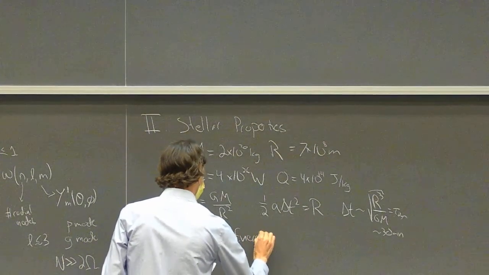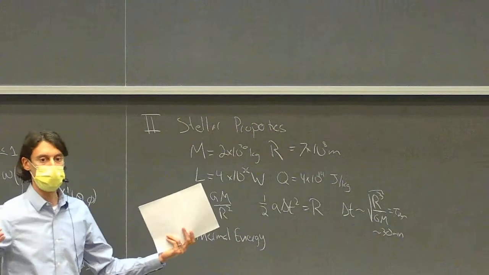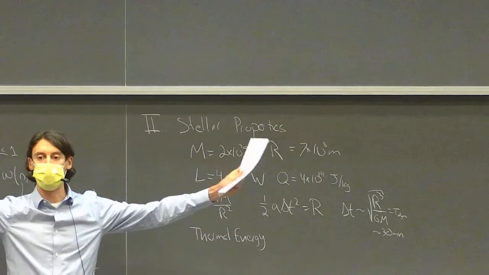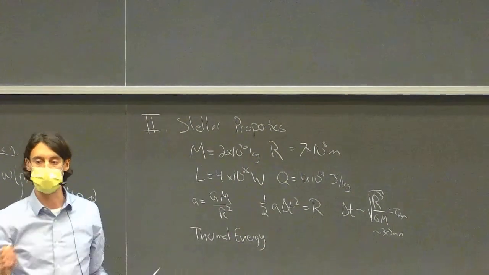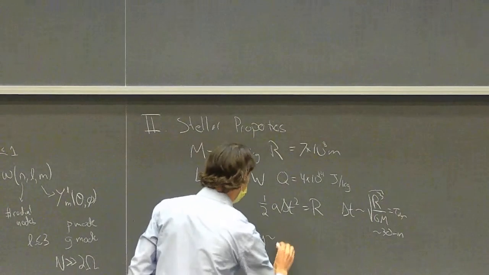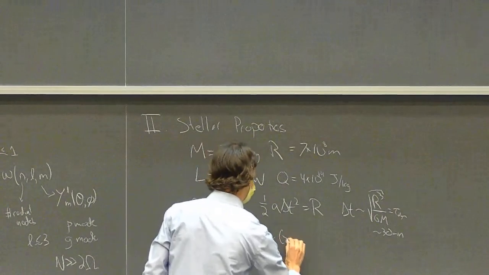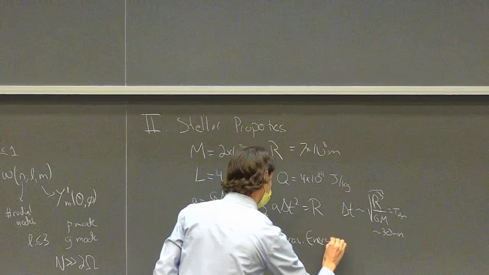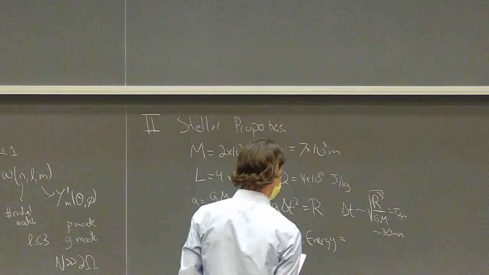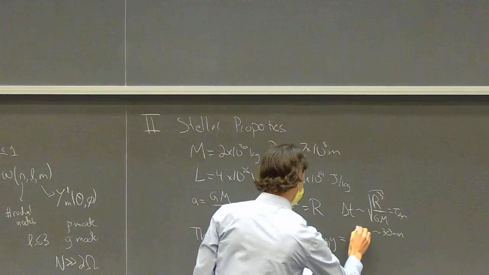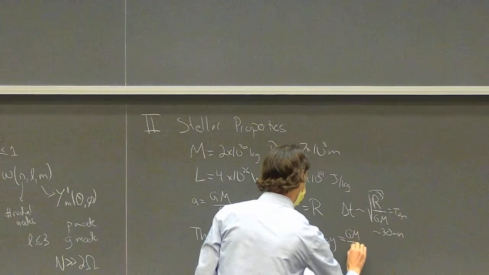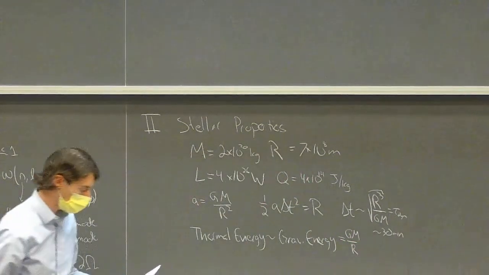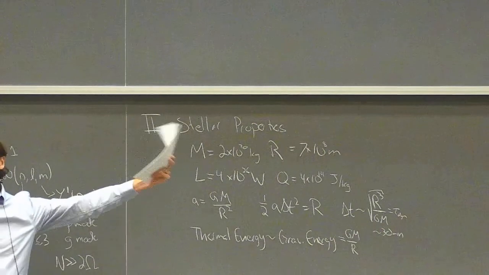Well, the energy from the sun, the thermal energy, it comes from the fact that you have gravity, which is pulling you inward. So we're going to say that the thermal energy is similar to the gravitational energy. And that's given by GM over R.